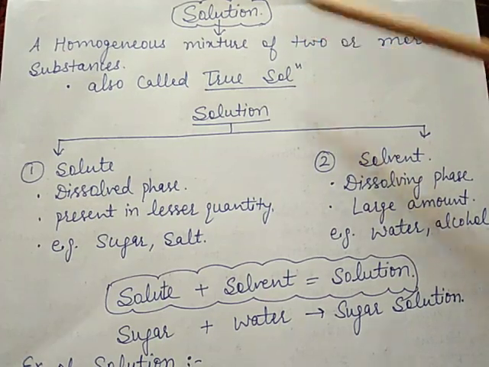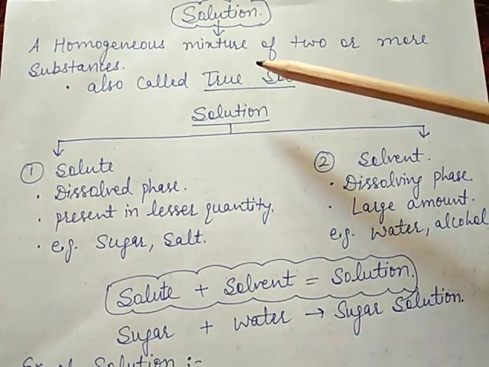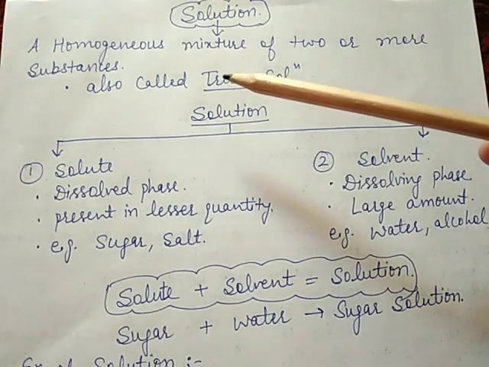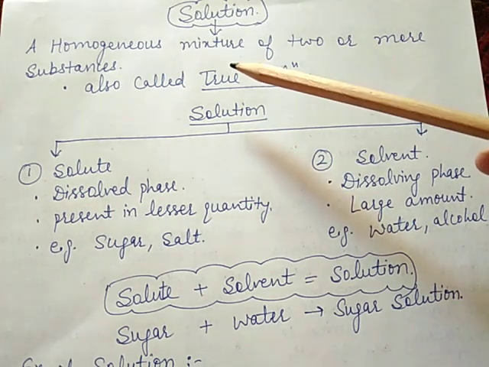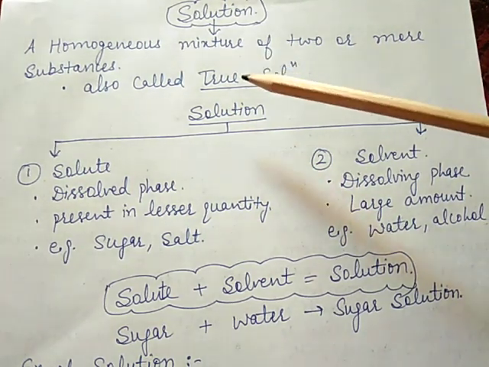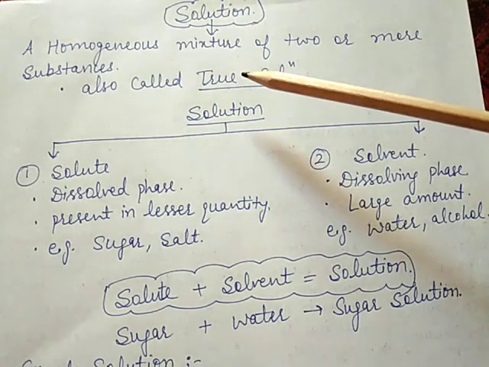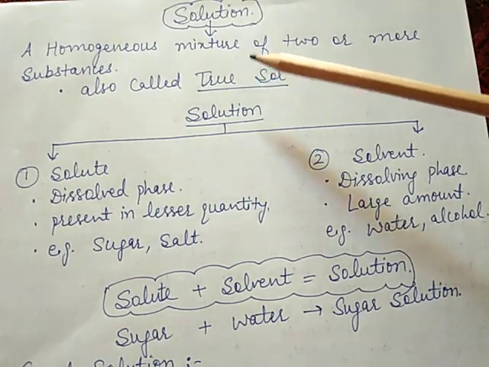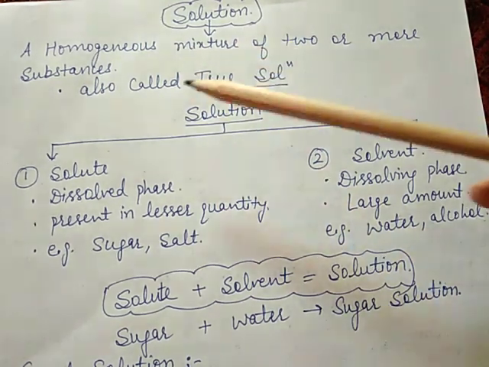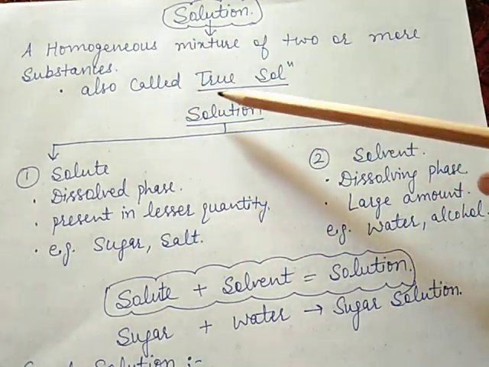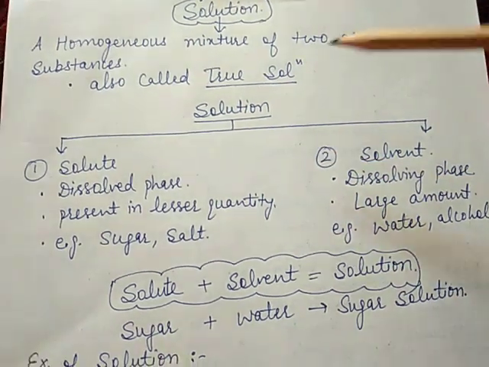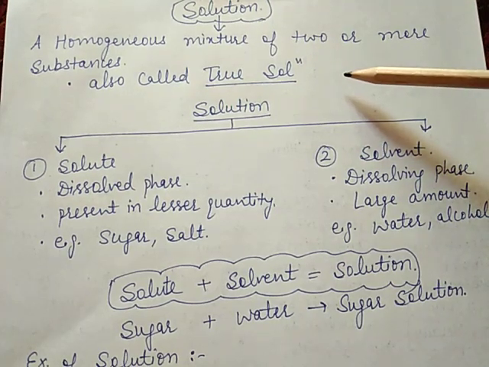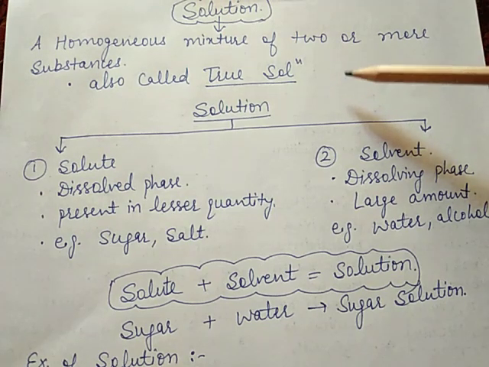What do you mean by solution? Solution is a homogeneous mixture of two or more substances. Homogeneous means a mixture in which the constituents are uniformly distributed throughout without any clear boundary of separation, like a sugar solution. This solution is also called a true solution. Or you can say that a homogeneous mixture of two or more non-reacting substances is called a solution.